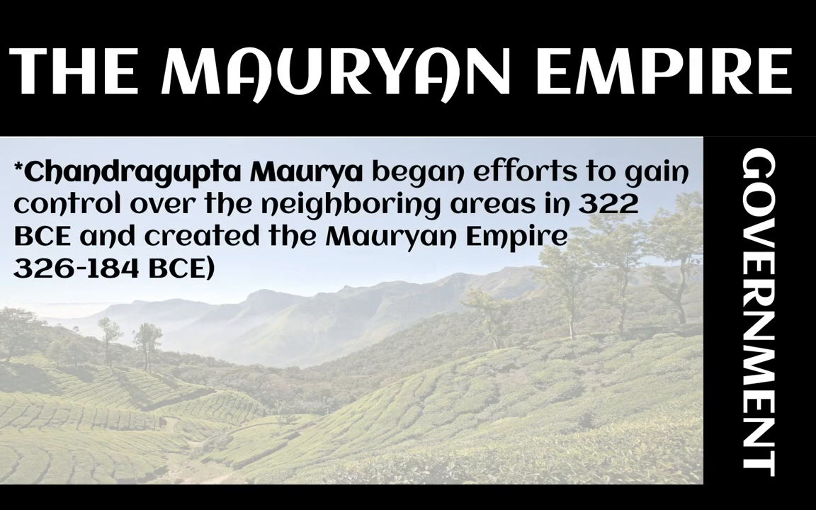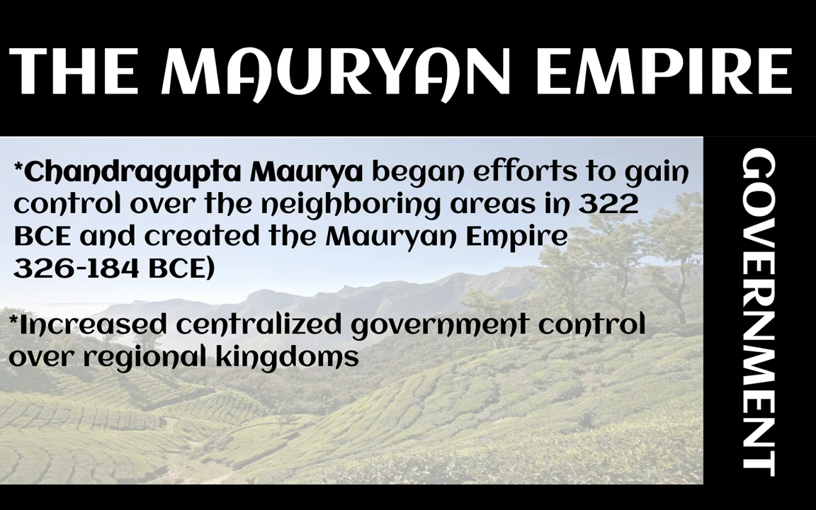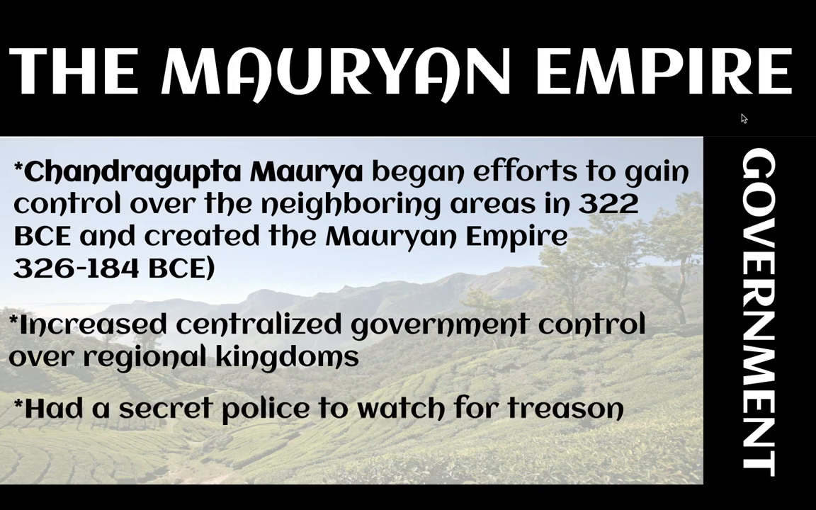Okay, Chandragupta is Ashoka's grandfather. And he starts to expand the Maurya Empire in 322 BCE. The Mauryan Empire will last until around 184 BCE. Chandragupta will centralize the power of the government, which means it will have one strong central government that controlled different parts of the empire. So they had control over all of these different kingdoms that he conquered. Chandragupta had his own secret police that would watch for treason, and punishment for treason was death.